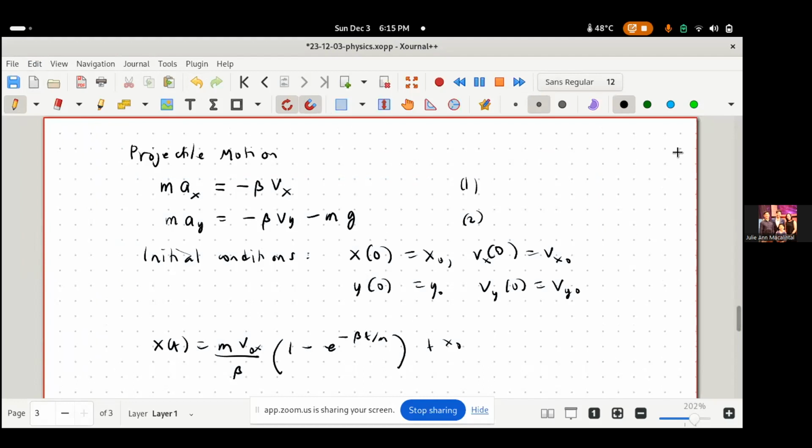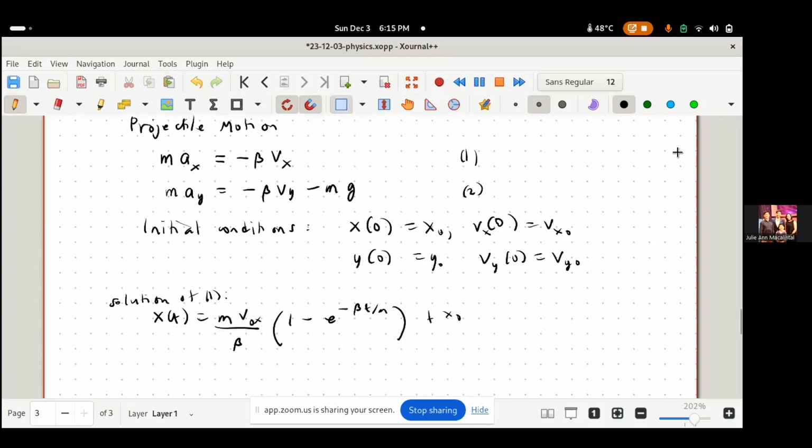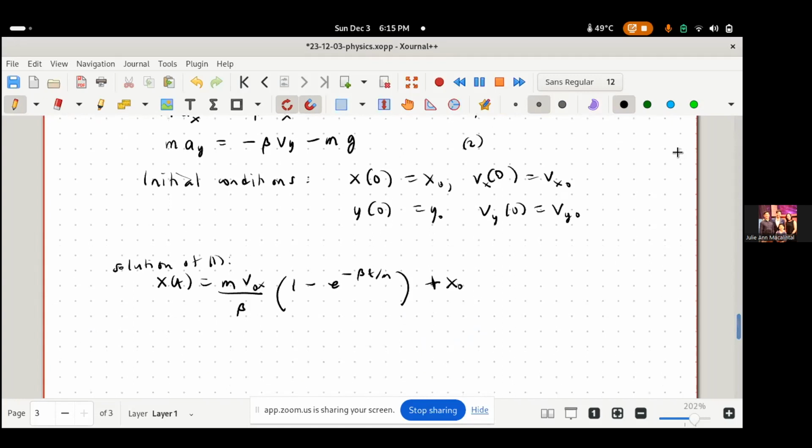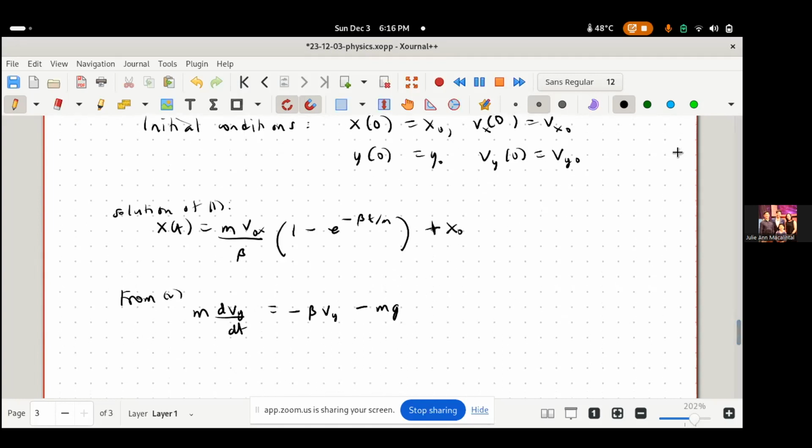Then the solution of differential equation 1 is this. You can't just plug it into equation 2, because the minus mg gets in the way. You can't separate variables there. So the differential equation, from 2, is dvy dt equals minus beta vy minus mg.